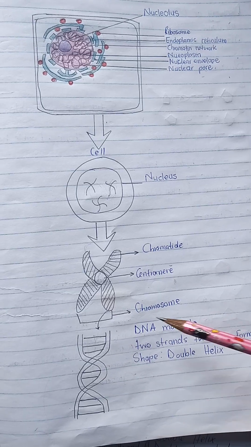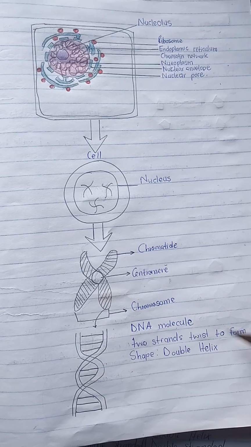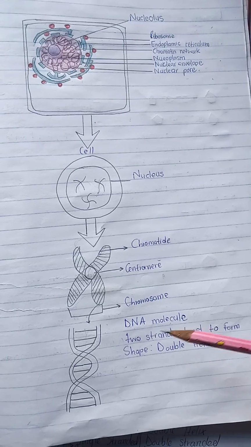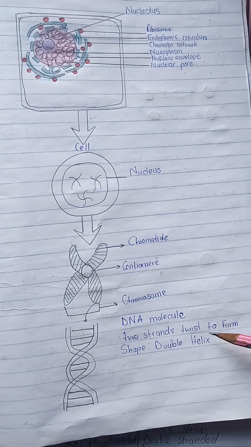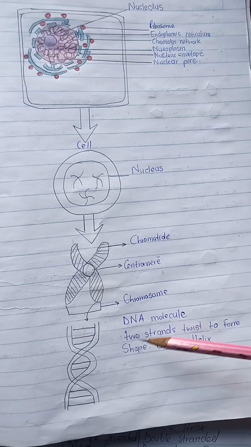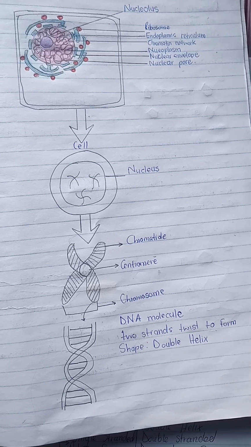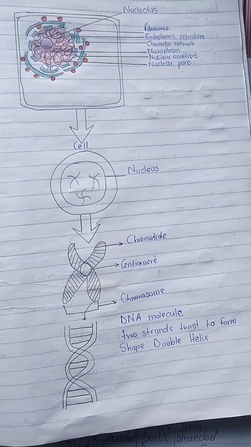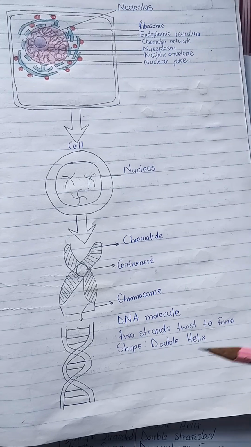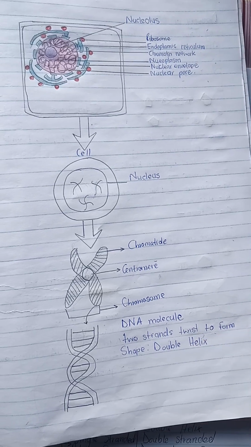And this molecule is called the DNA molecule. That's how you see the DNA molecule. It looks like two strands that are twisting to form the shape of the DNA molecule, which we'll get further into when we talk about the structure of DNA, which is called the double helix.